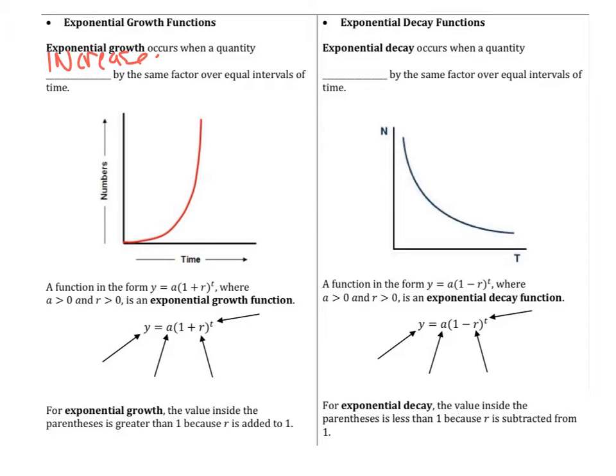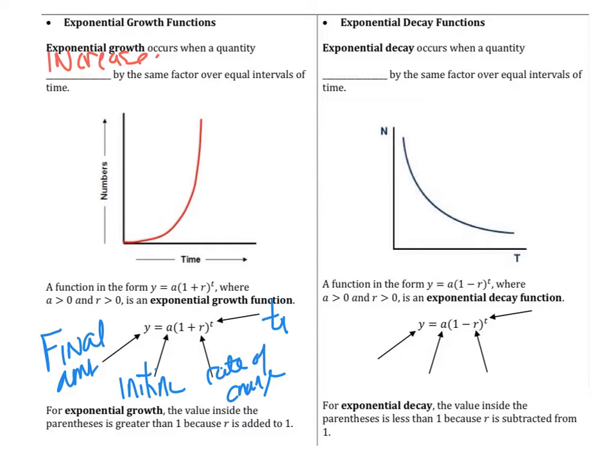Okay, so let's jot down what these mean. This y is your final amount. A represents your initial amount. R represents your rate of change. And t represents your time. For exponential growth, the value inside the parentheses has to be greater than 1 because r is being added to 1.